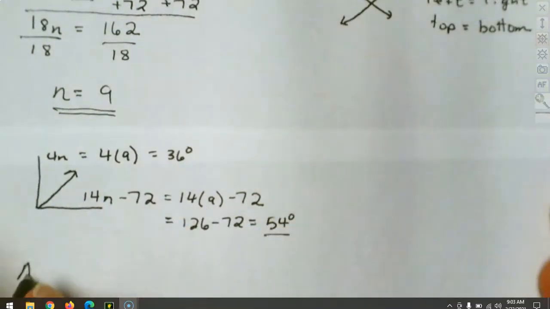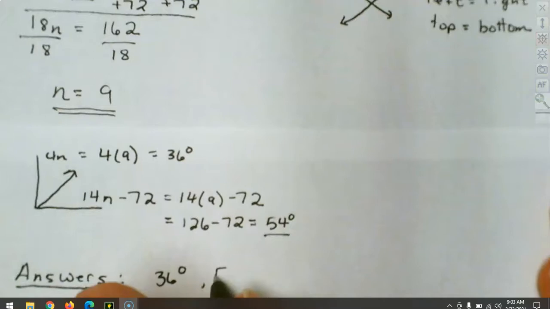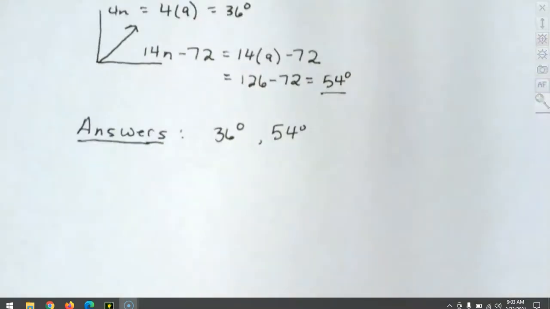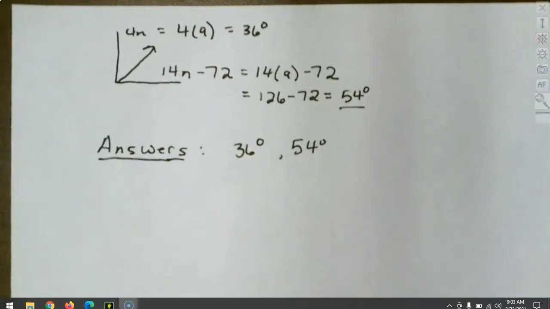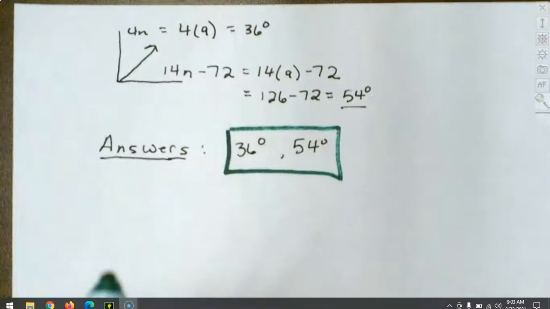So what are our answers now? What do I expect to see in your homework? Well, your answers would be then 36 degrees and 54 degrees. Now, how do I know that I did it correctly? These should add up to give you what? 90. Do they add up to give you 90? Yes, they do. So we know we then did it correctly. But do not just stop at the n. You've got to plug that value of n or x back in and get the two answers.